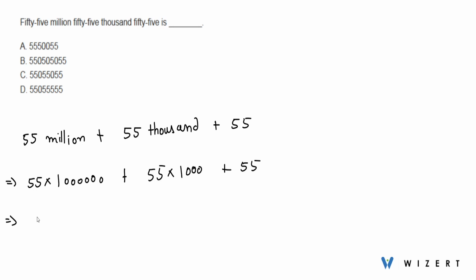And finally we have 55. So we will have 55 followed by 6 zeros, plus 55 followed by 3 zeros, plus 55. So upon adding we will get 55,055,055.